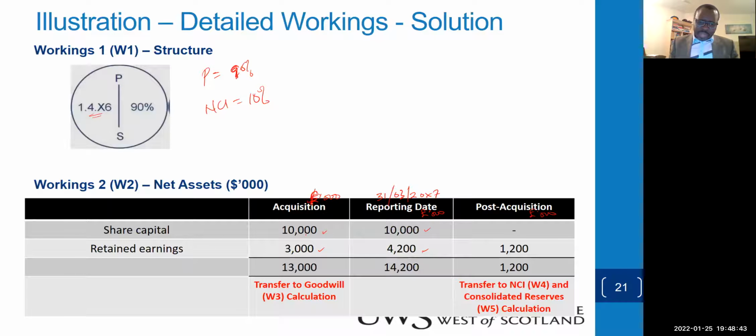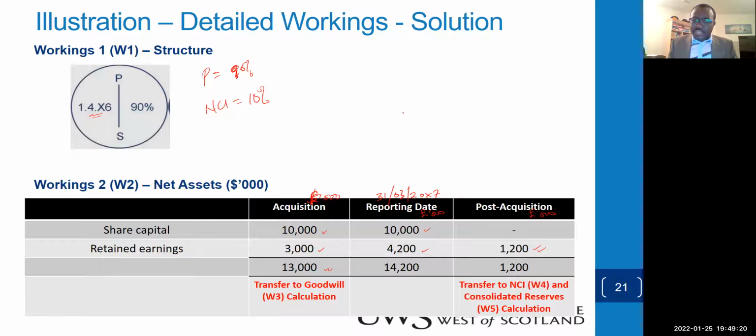At the end of the day, when we sum this up, the fair value of the identifiable net assets of the subsidiary is 13 million, or 13,000 if we hold the thousands constant. This is what we will transfer when calculating our goodwill, when we bring into place the NCI value at acquisition, the amount we paid, and the assets of the subsidiary at acquisition. The only other element here was the post-acquisition reserves, 1,200.